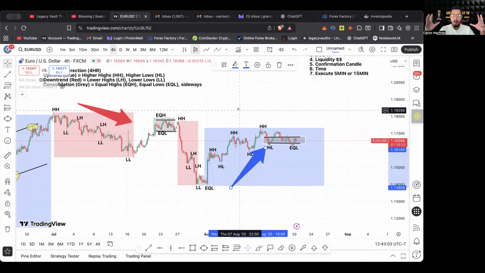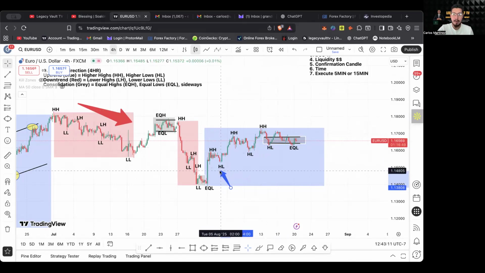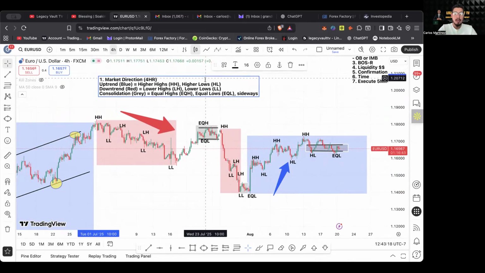You want to look at the overall picture of where the trend is heading, and you want to trade with the trend. So when you see an uptrend happening at the 4 hour time frame, you want to look for buys. And I can actually type it in here: look for buys on the uptrend. And on a downtrend, look for sells.